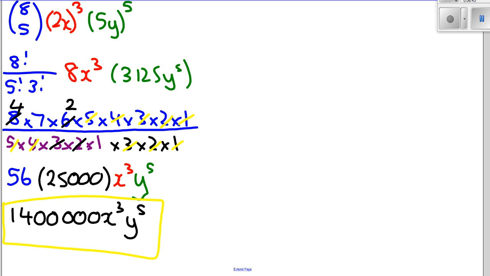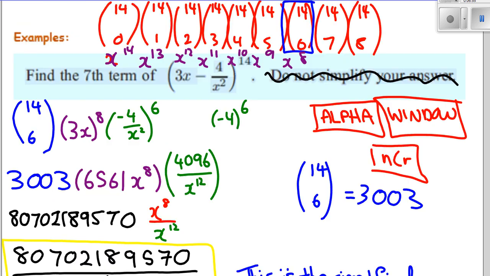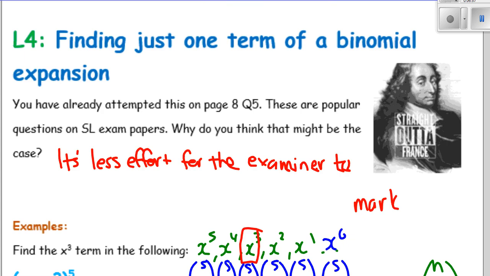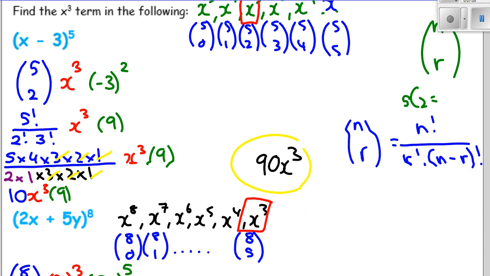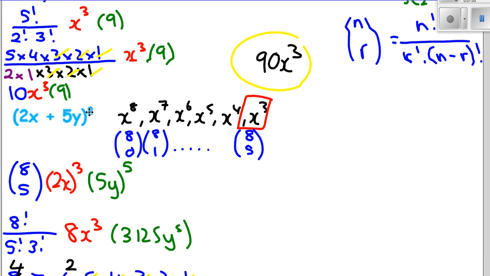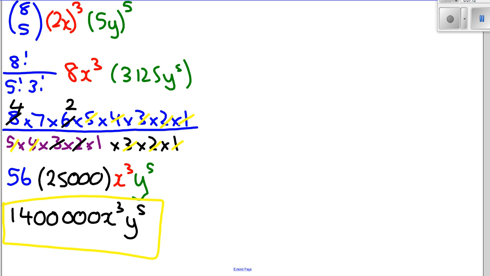x cubed y to the 5. So just going over, they're pretty straightforward questions. I think maybe the front page of the topic assignment has some questions like that. And also another thing, just a little flashback. If it's to the power of 5, how many terms would there be in the entire expansion? 6, good, yep. So power of 8, how many terms would there be in the entire expansion? 9, yeah, good. So that's another thing that you'll probably find on the first page of the topic assignment. Some nice easy questions like that.